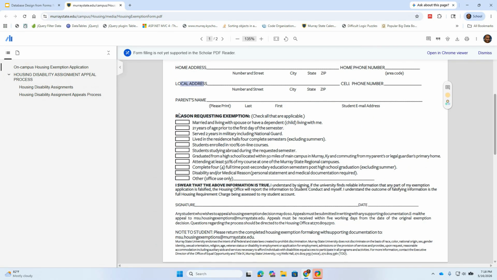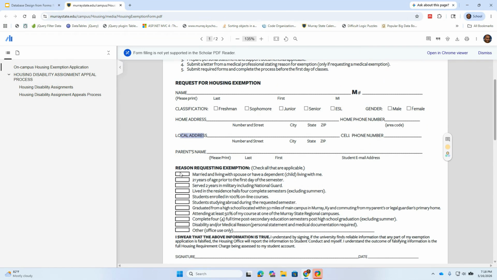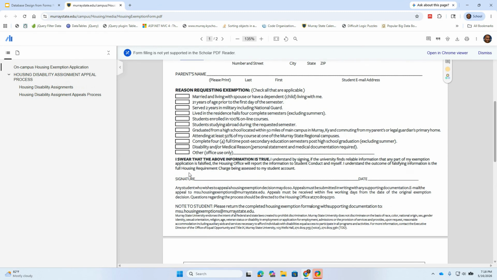And sometimes you have a form that's got multiple instances of another piece of information. Here, this is a student requesting housing exemption. Then the student needs to list all the reasons why they may be granted this exemption. So there may be multiple reasons, multiple check boxes. And then there is a date on which the student submits that form.